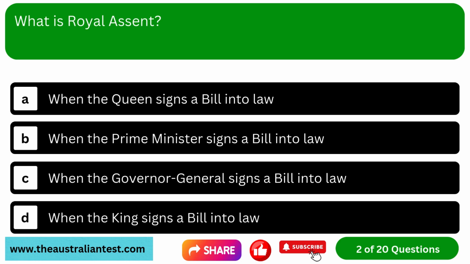Question 2. What is royal assent? Option A, when Queen signs a bill into law. Option B, when the Prime Minister signs a bill into law. Option C, when the Governor-General signs a bill into law. Option D, when the King signs a bill into law.